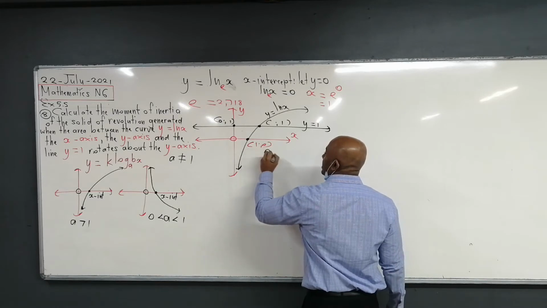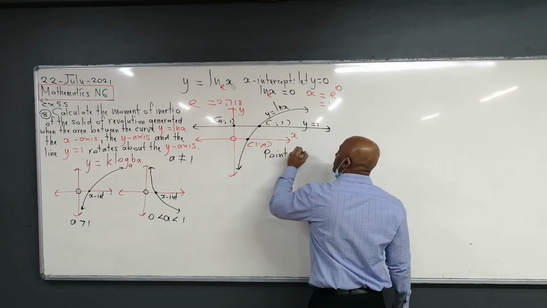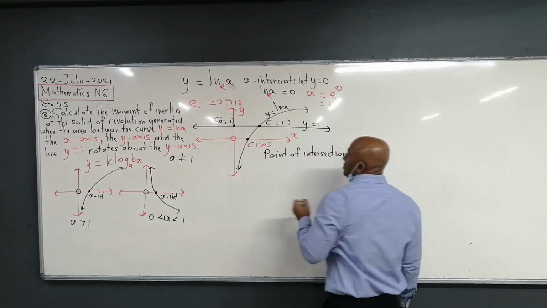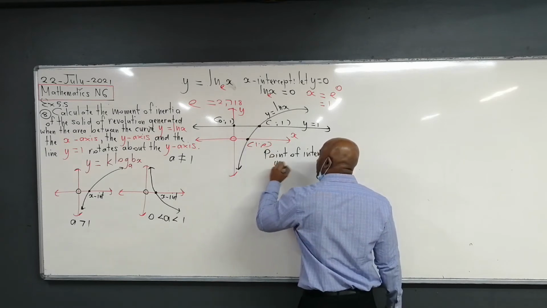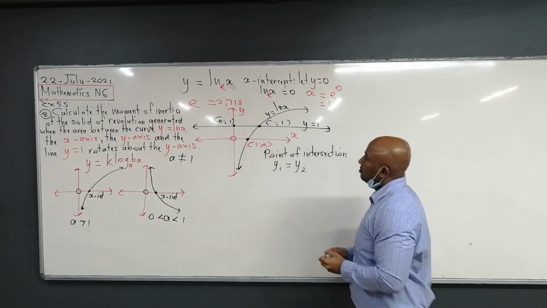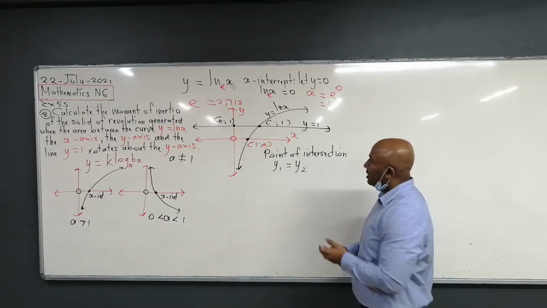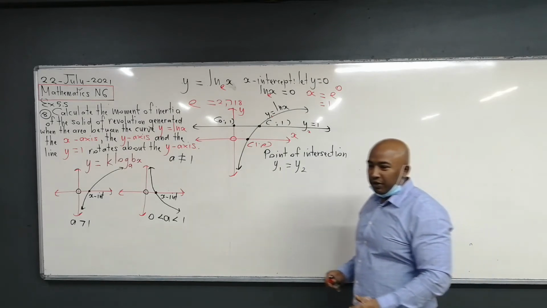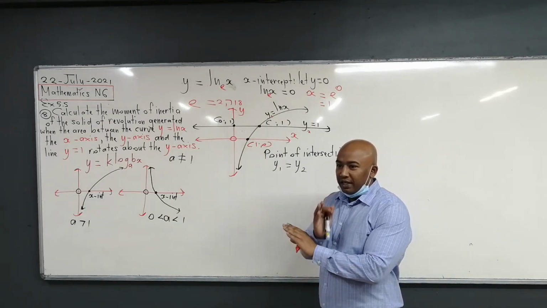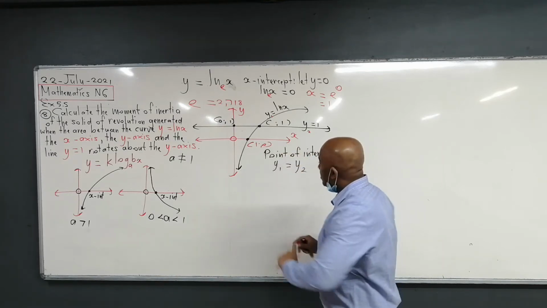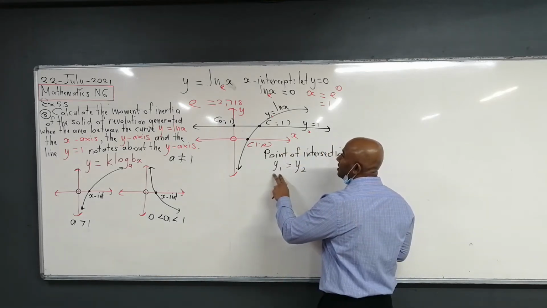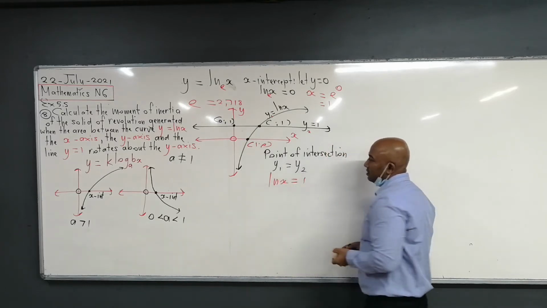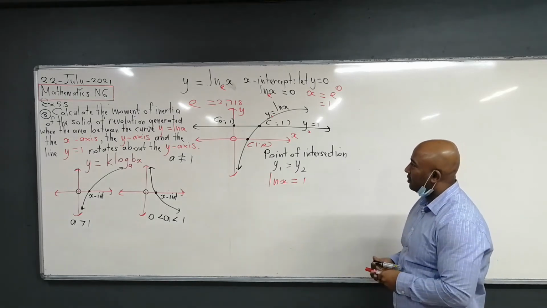So let me just write that down. Point of intersection. At this point here, y1 is equal to y2. Now you might wonder, what is y1, y2? We didn't label it. Let's call this y1, let's call this y2. At any point of intersection, the y values are the same, the x values are the same for both graphs. So therefore, what is y1? It's ln x. What is y2? It is 1. In other words, where is ln x equal to 1?